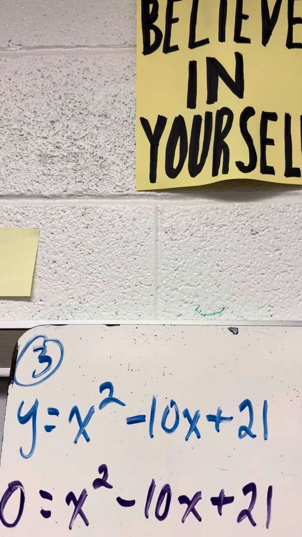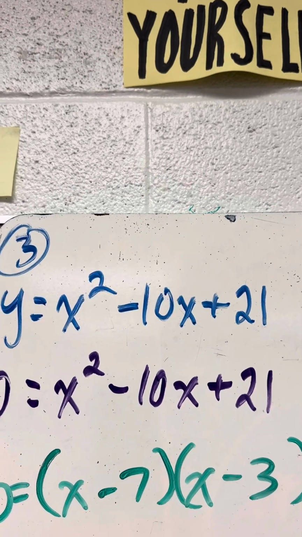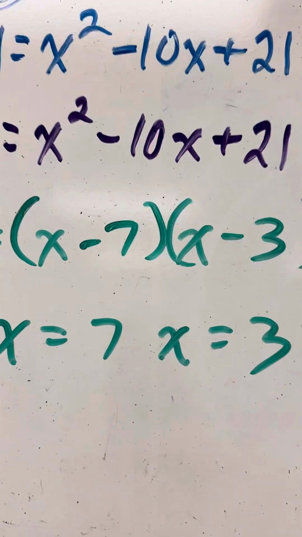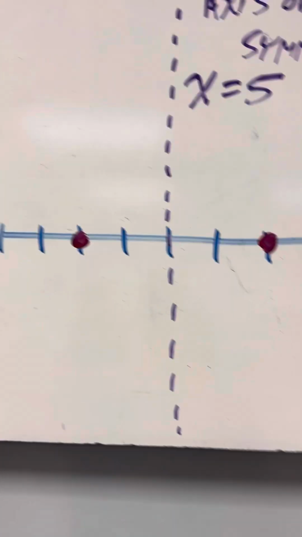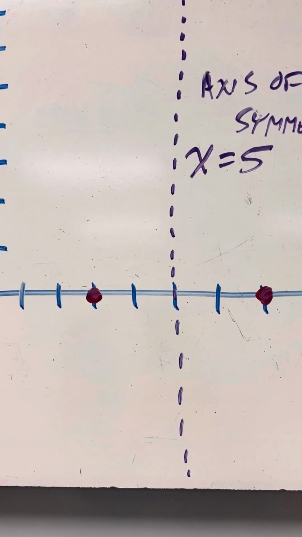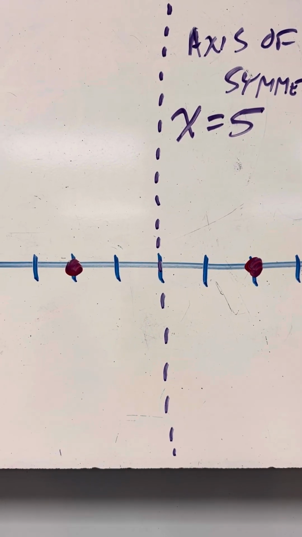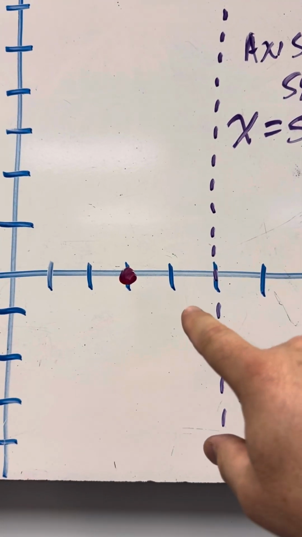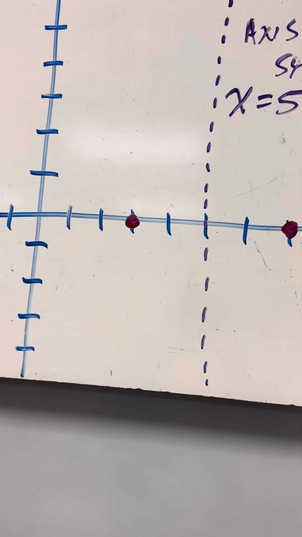Same thing here. You're going to set this equal to 0. It's not a negative to begin with, so you just do negative 7, negative 3. So your roots are 7 and 3. So here's 3, here's 7. By the way, x equals 5 will be your axis of symmetry. Plug in 5 to find out where your vertex is. Then you'll put in 4 and 6. Once you put in 4, it'll be the same answer for 6, I promise you.